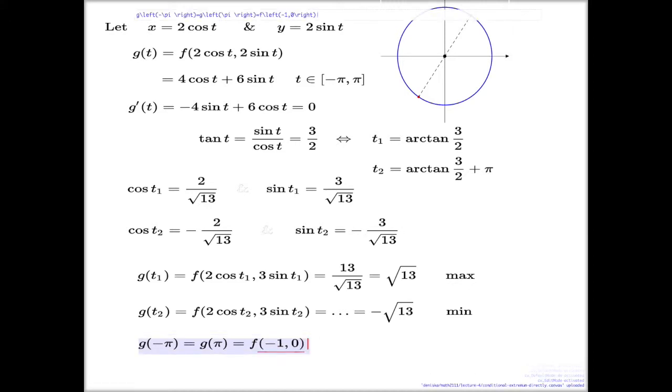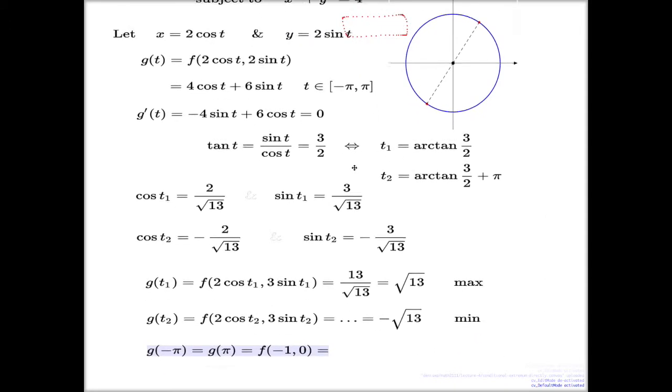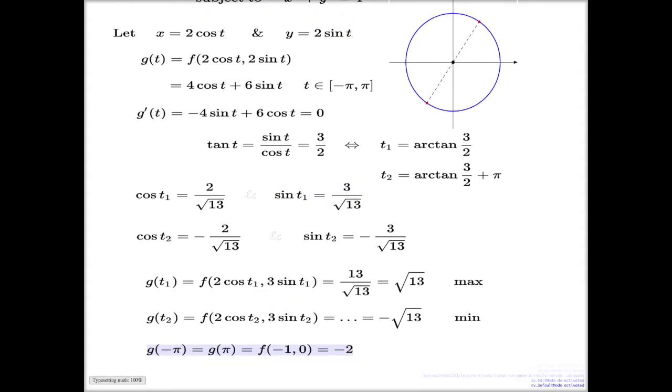Well, it's an easy check, isn't it? F of -1, 0, I'm sorry. Here's the function. -1, 0 plugged into this function gives you -2. So my function at this point is -2, which doesn't affect any of these 2 values because root 13 is larger than 2. And that's why root 13 is still the max and negative root 13 is the min. But this line must be here, otherwise your claim for max and min is not without a flaw. Any questions?